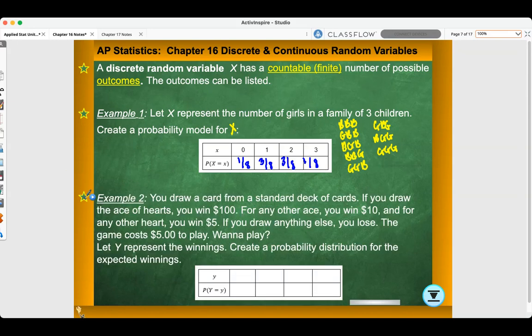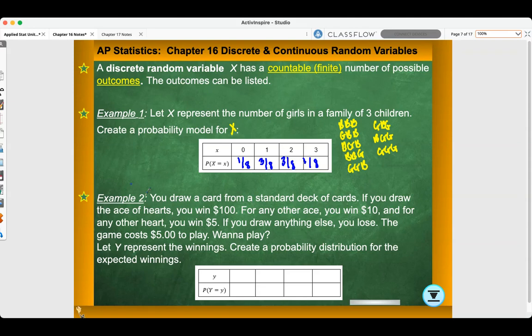Let's look at example 2. You draw a card from a standard deck of cards. If you draw the ace of hearts, you win $100. For any other ace, you win 10. And for any other heart, you win 5. If you draw anything else, you lose. The game costs $5 to play. Do you want to play? Let y represent the winnings. Create a probability distribution for the expected winnings.